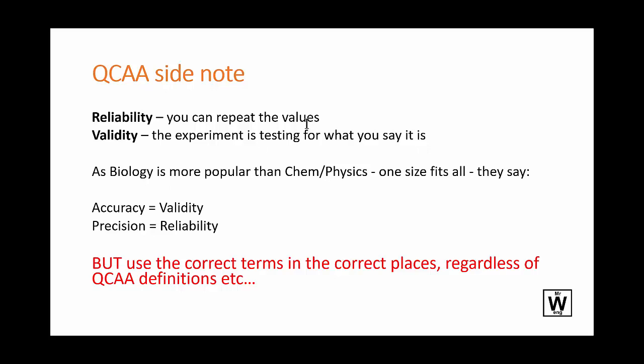Just to finish it off, reliability means that with the method you can repeat and get the same values again and again. Whereas validity is the test is actually testing for what you say it is and not for some other independent or dependent variable, which is quite common.